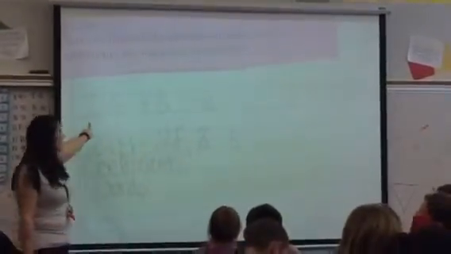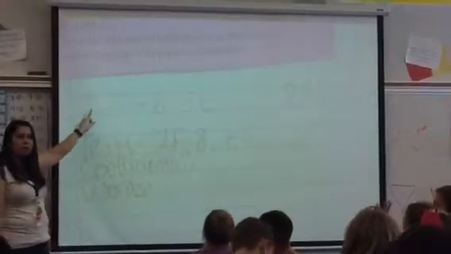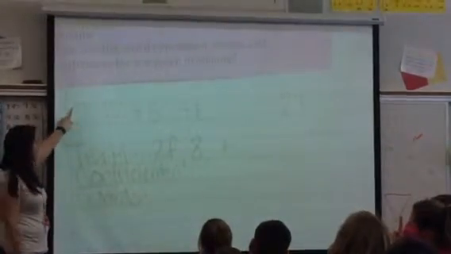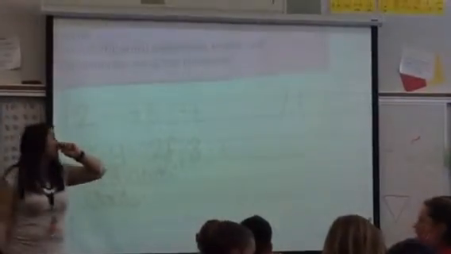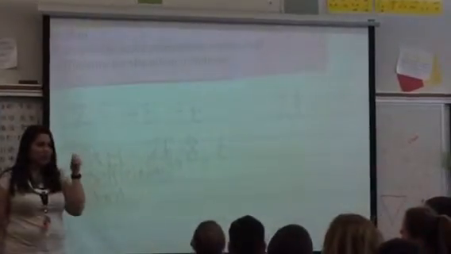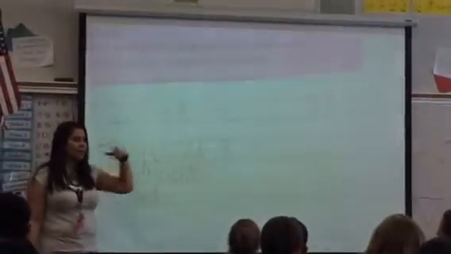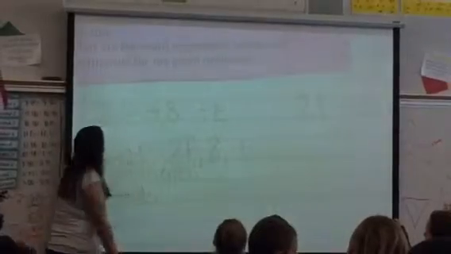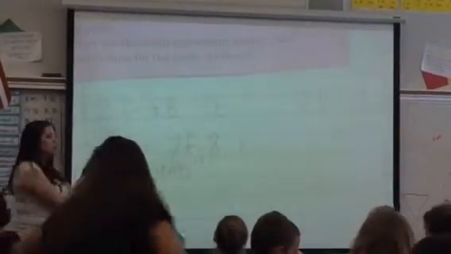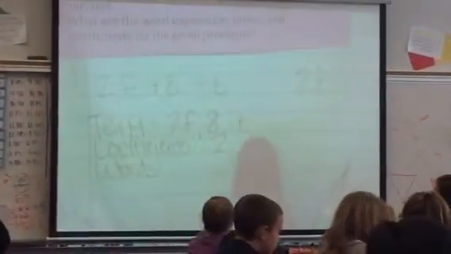Show me on your fingers, how many variables do I have up here? Variables, not terms. How many variables? 2. I have 2, right? Tell me my first variable that I have up here. Everyone tell me. And then the last one? T. Good. So I have f and t. So a coefficient, it is the number that is hanging out with the variable. What number is hanging out with f? 2. Good. So that's my first coefficient. And then who's hanging out with t?